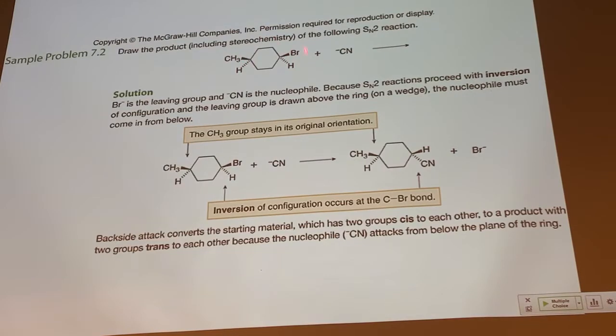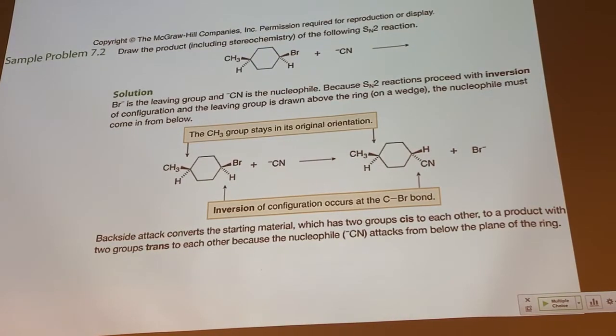You see here the leaving group, the bromide, is cis to the methyl group. And our nucleophile, cyanide, is going to approach from the backside. And because it will invert the stereochemistry here, the cyanide is going to have to be trans to our methyl group in the product. And so we see that over here, methyl group, cyanide, trans to each other. So that's how we show the inversion when we have a cyclic alkyl halide.